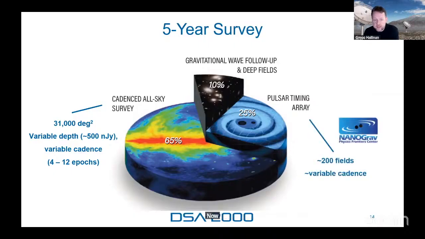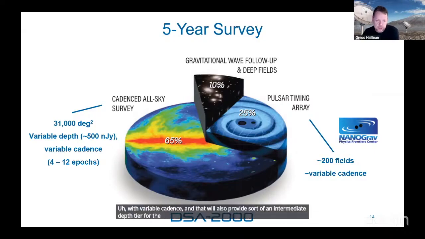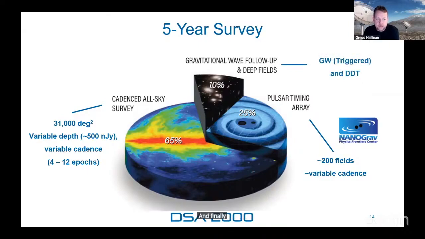Now, 25% of the time will be spent doing pulsar timing in collaboration with NANOGrav. We assume up to 200 pulsar fields with variable cadence, and that will also provide an intermediate depth tier for the project. And finally, 10% of the time is envisaged for gravitational wave follow-up.